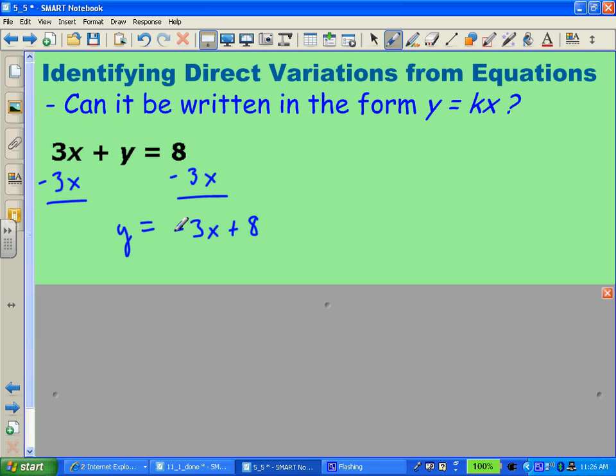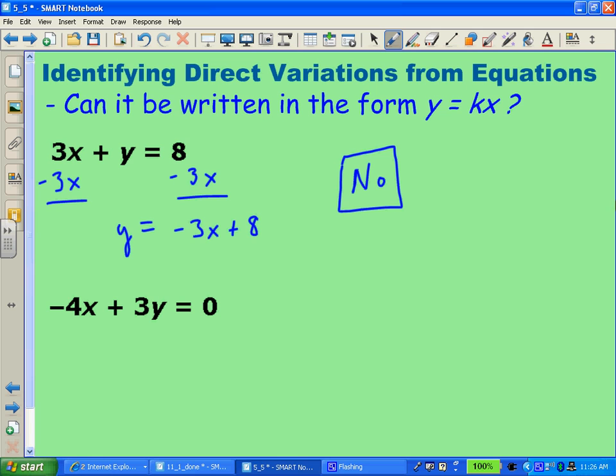Now notice that this is not in the form y equals kx. Okay, we got the negative 3x part, but then we have this additional plus 8. So this is not a direct variation equation. Let's look at another one. So once again I want to solve for y. So y is being times by 3 and added by negative 4x. So negative 4x, to cancel that out, I'm going to add 4x.